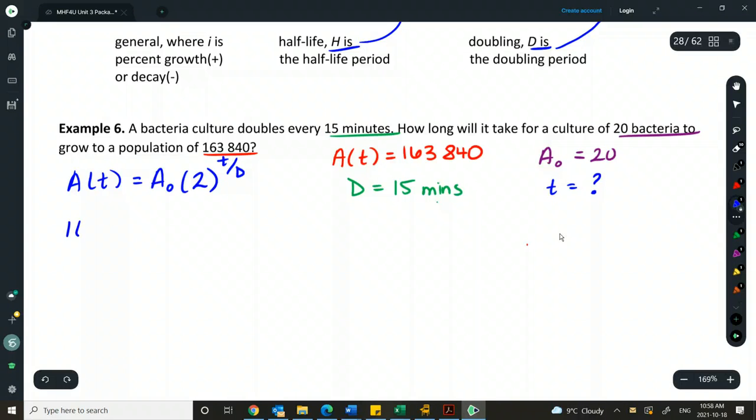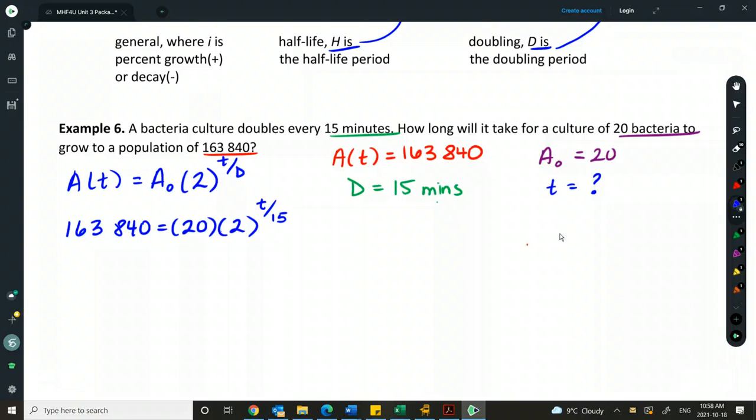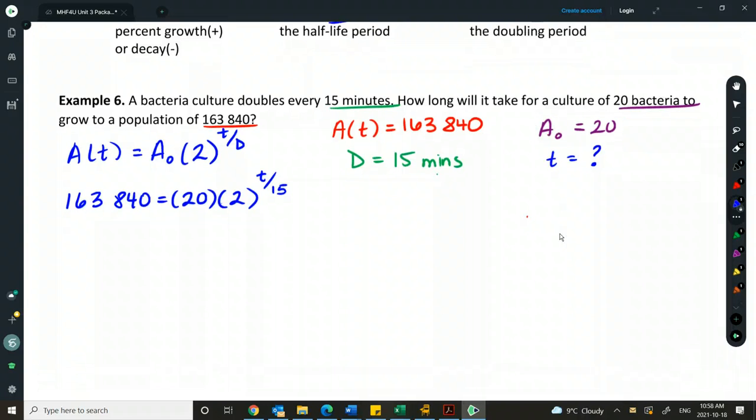So let's just plug these in here. We'll have 163,840. We will start with 20. And then the 2 is already in there for us because it's doubling. And it will be t over d, 15 minutes. Okay, so literally we ended up here with something that's the exact same as our y equals a times b to the x formula, right? It's no different than what we've done before.